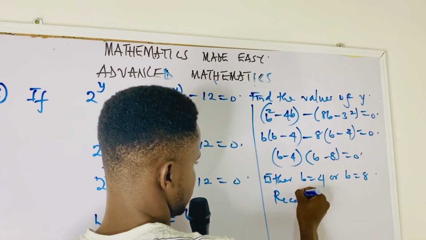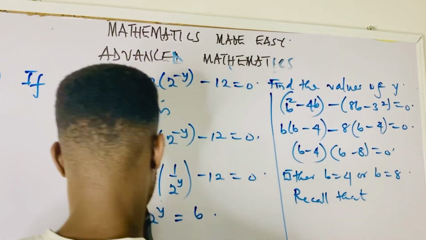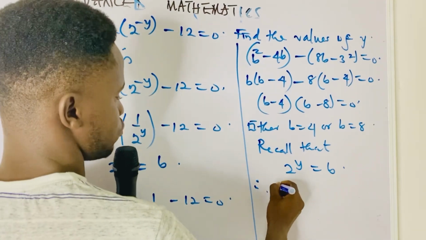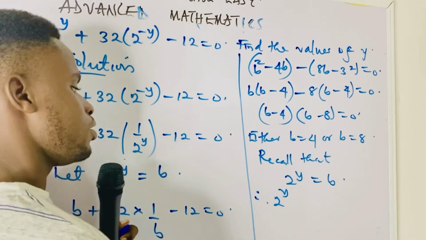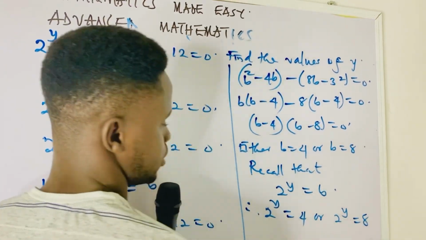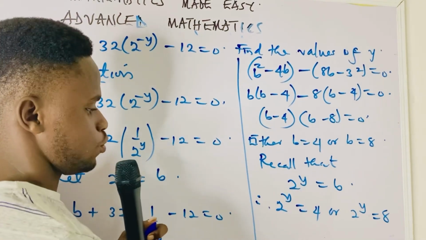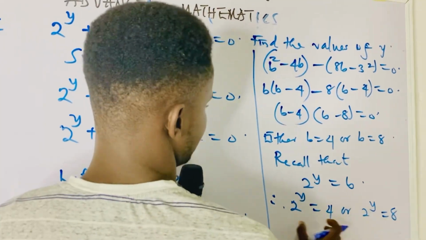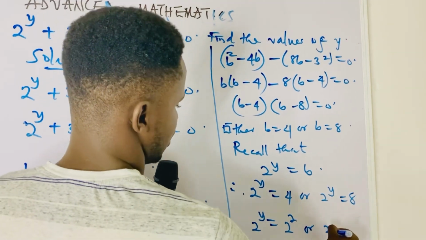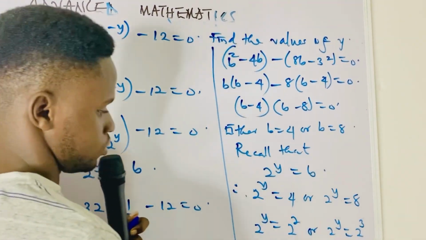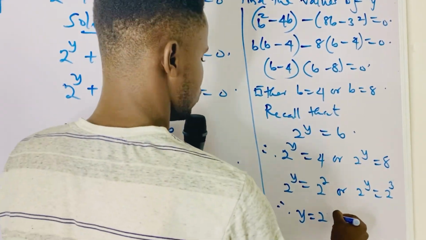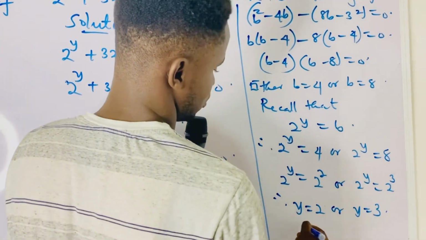But recall from the beginning, 2 raised to power y equals b. We are looking for y. So therefore, 2 raised to power y equals 4 or 2 raised to power y equals 8. So this one is not like the previous one. There's a way you can condense this to the same base. So that would be what? 4 is 2 squared, 2 multiplied by itself 2 times, and 8 is 2 multiplied by itself 3 times. Therefore, y is equal to 2, or y is equal to 3. And that is the final answer.